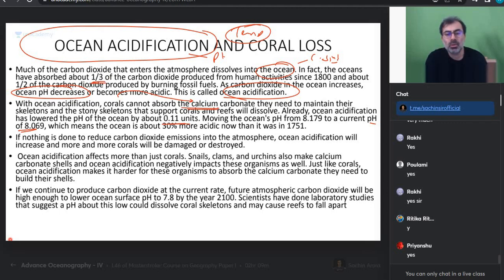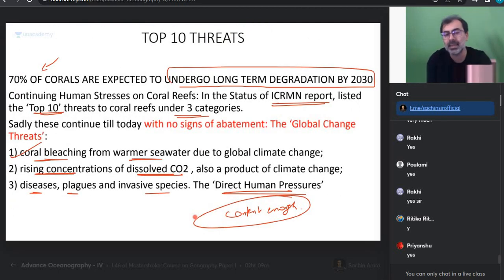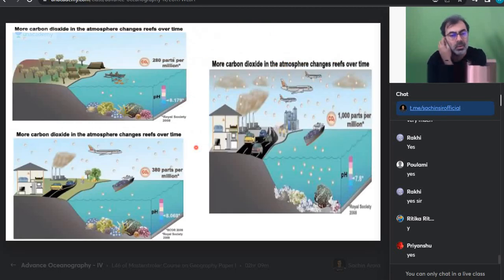So which means that the ocean is 30% more towards the acidic side now. If nothing is done about the carbon dioxide emissions in the atmosphere, ocean acidification will further increase and damage and destroy the reefs. Is everyone okay? So these are the two important ones. First we saw temperature, and then the second is this. Third is human pressures, which we have already looked into.